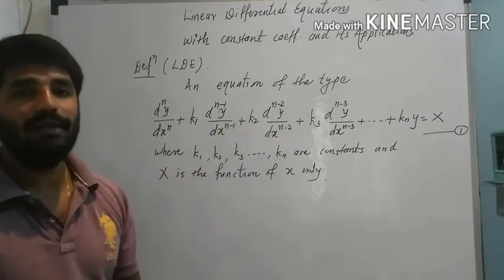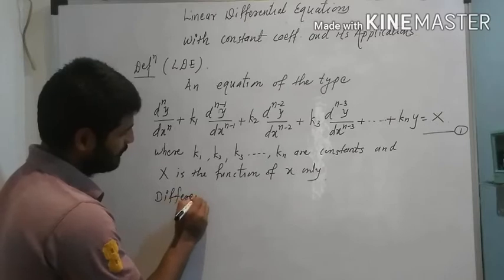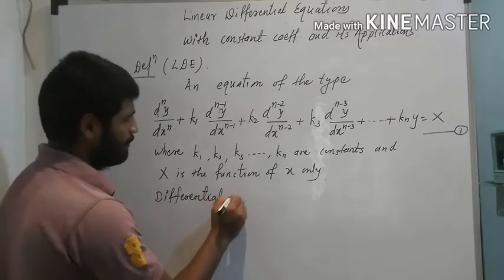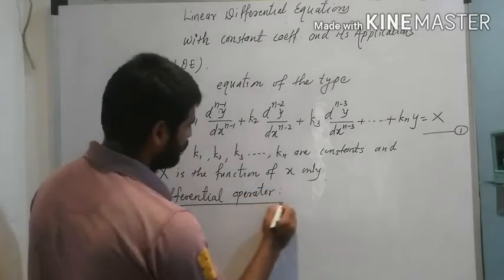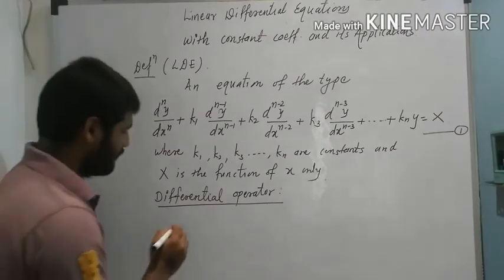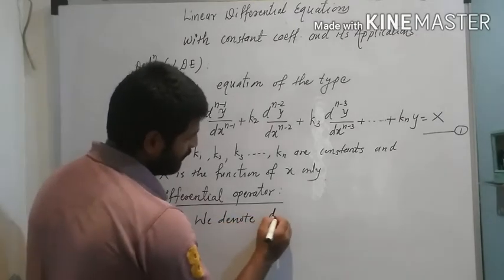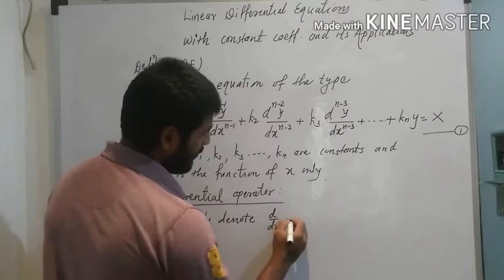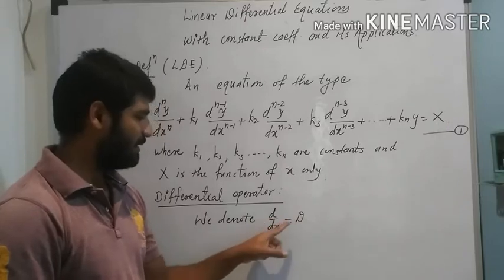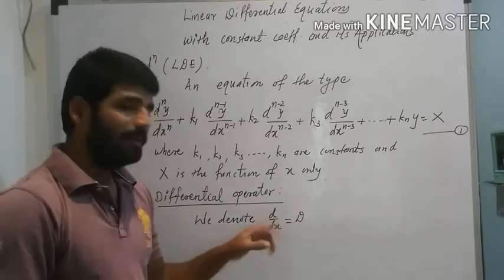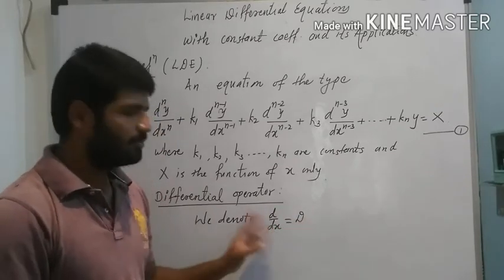For that we have to define a new operator, called the differential operator. So the next definition is the differential operator. Here we denote d by dx by capital D. That is, we define the notation capital D for d by dx. That means capital D indicates the derivative of any function with respect to x.